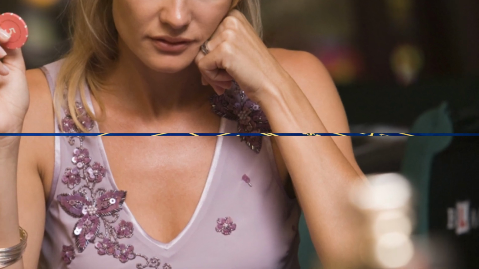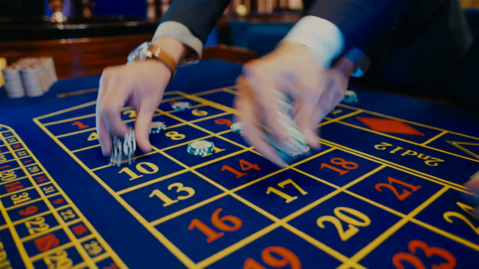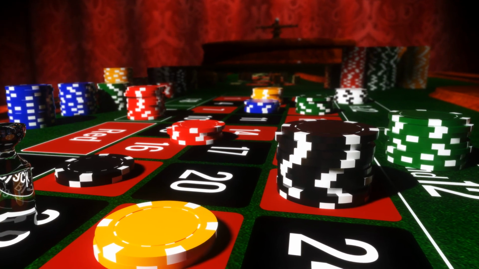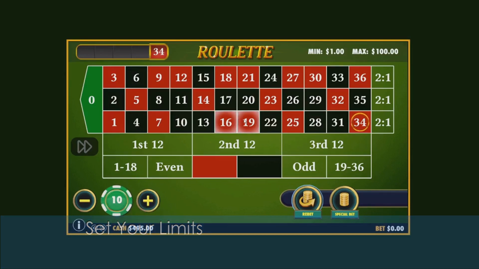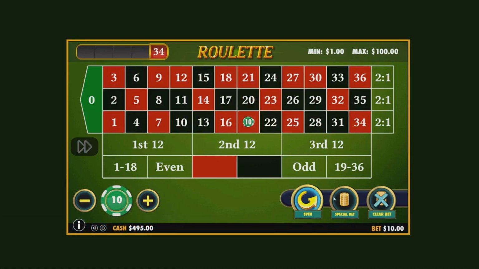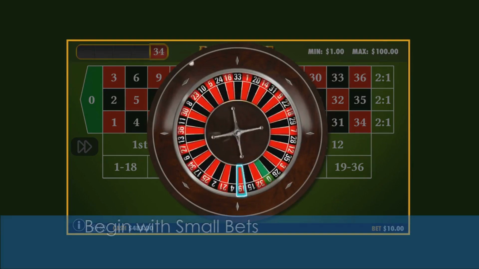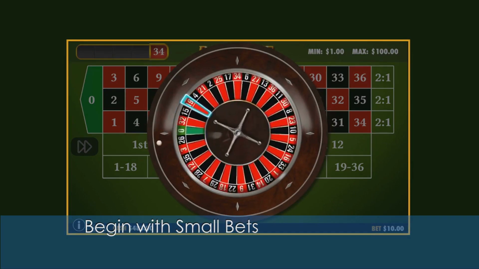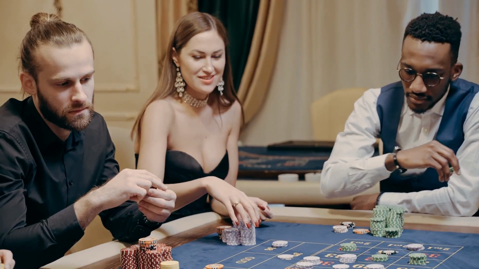To improve your chances with the Fibonacci system, we suggest some practical tips. Set your limits. Decide ahead of time how much you want to win and how much you're willing to lose. This helps you avoid chasing losses and keeps you disciplined. Begin with small bets. Start with the smallest bet the table allows. This gives you more room to follow the sequence before hitting the table limits.